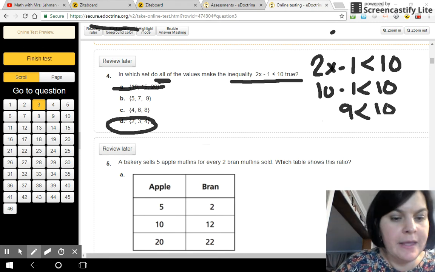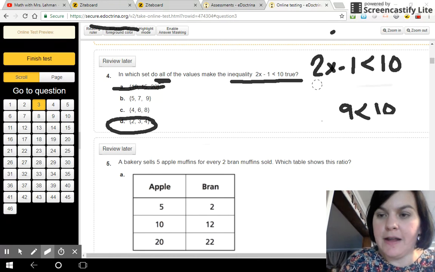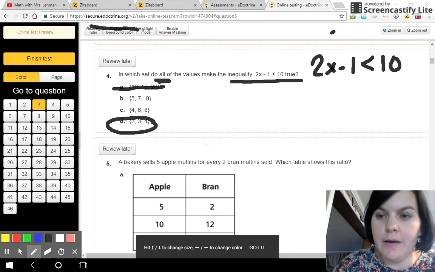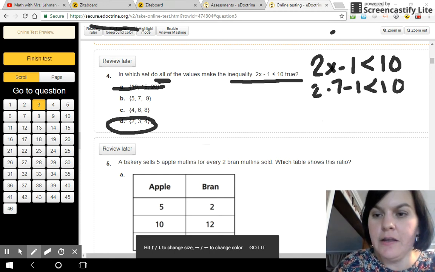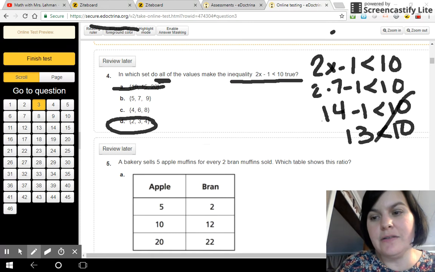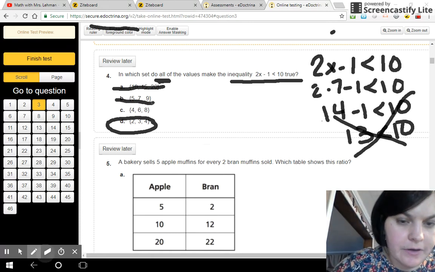Yay, I'm done. And the problem is it may work with 5, but it's not going to work with 7 or 9, because when you plug those in, 2 times 7 minus 1 is less than 10. You're going to get 14 minus 1 is less than 10. 13 is not less than 10. So this is trash-ola. All right, so that goes right there.